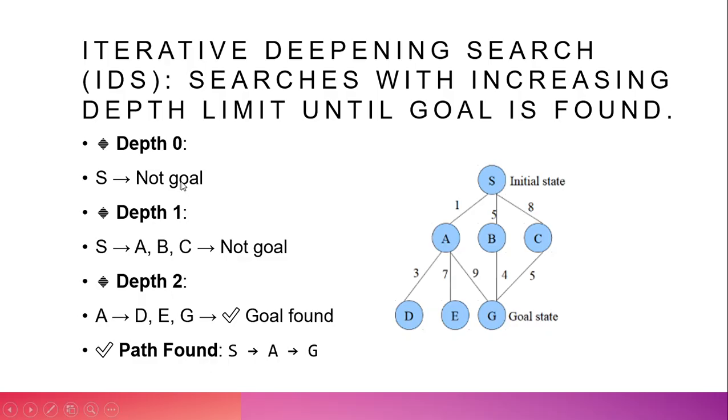So under the depth 0 only S is the node which is present. S is not the goal node, so goal not found. Then we will increase the depth by 1. So previous depth which was 0 plus 1. So new depth will be 1.